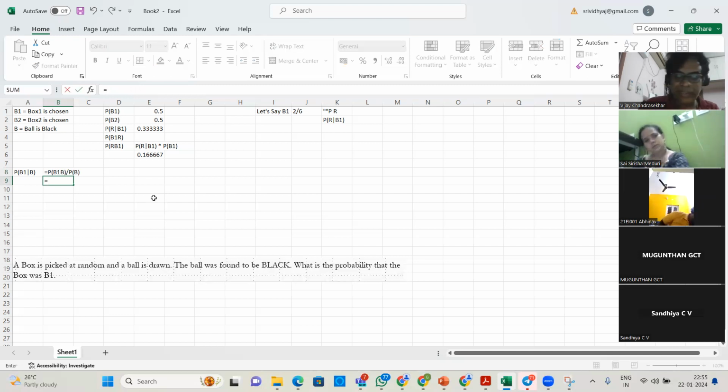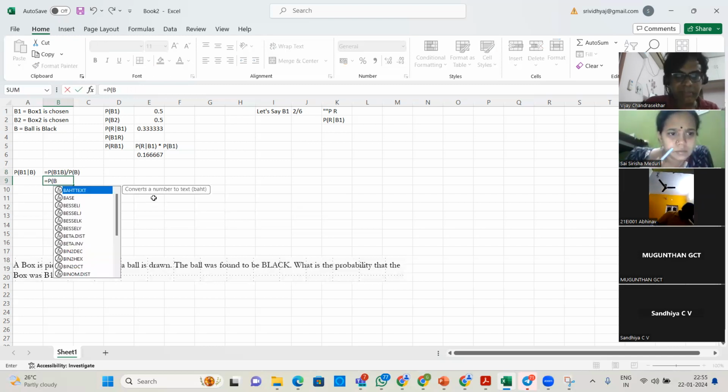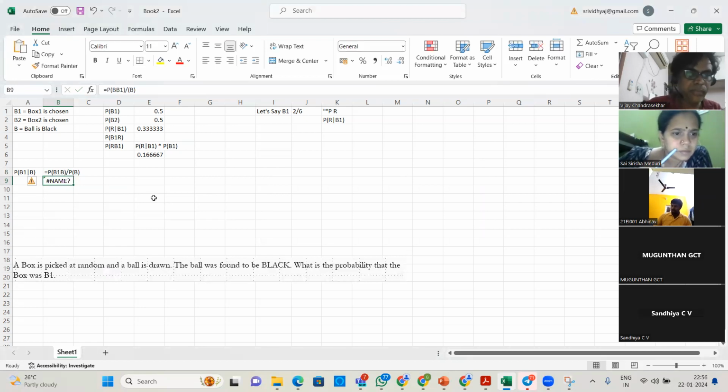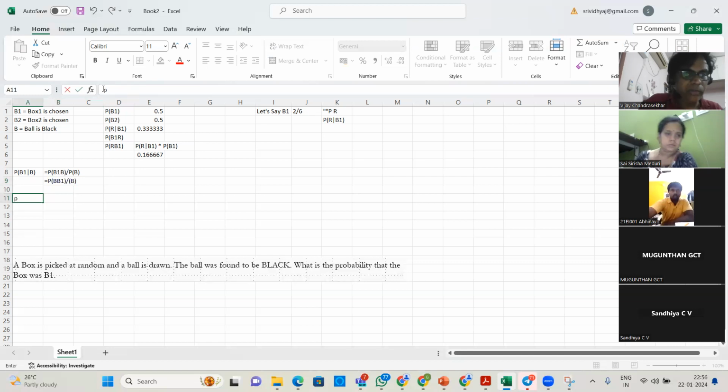Now I'm going to make it a little different. All that I've done is write B1 intersection B as B intersection B1. Now let's just focus on the numerator, P of B intersection B1.